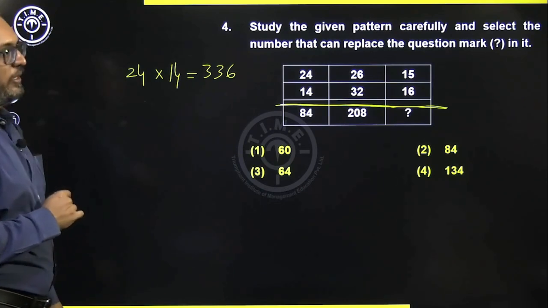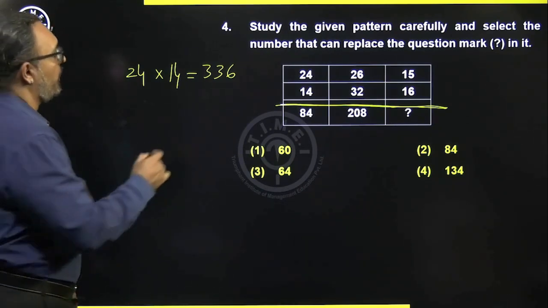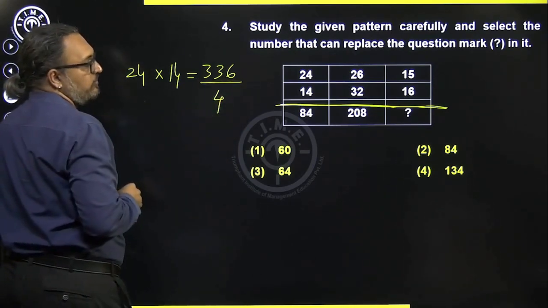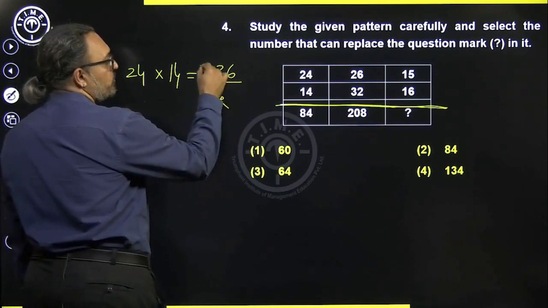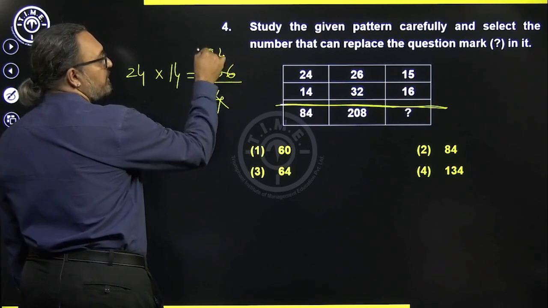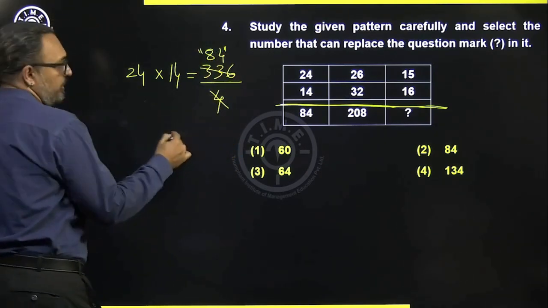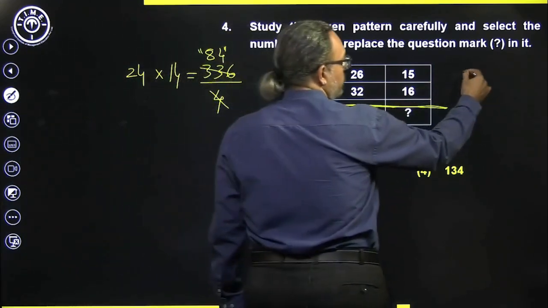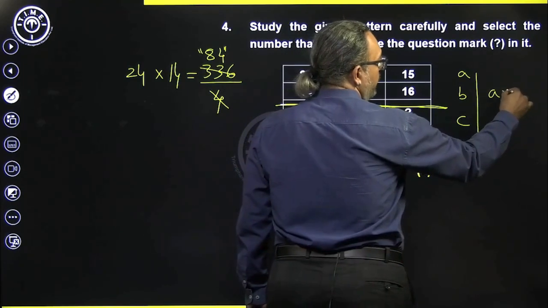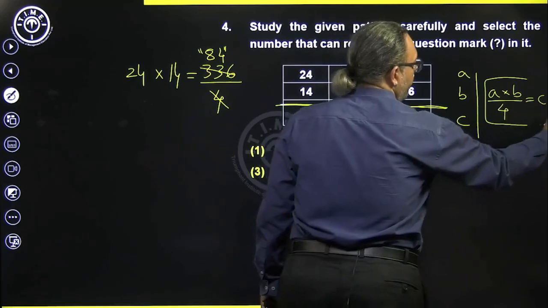336. So then what else can I do? How do I get 84 now? What happens if I divide by 4? Correct? 4 goes 8 times 32, carry 1, 16, 4 goes 4 times 16. So am I getting 84? Yeah. So basically, if I take the logic here, for A, B and C, my logic will be A into B divided by 4, that is going to give me C.